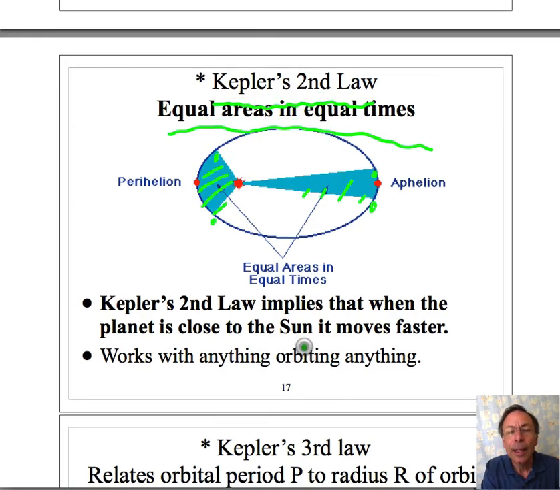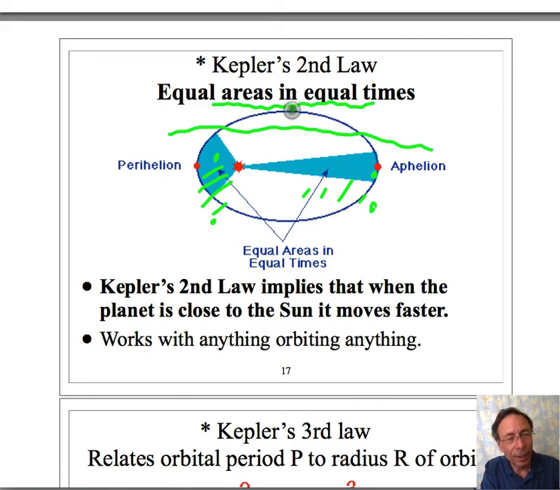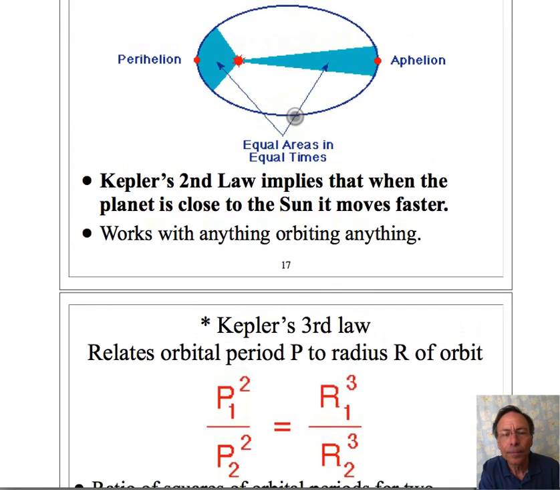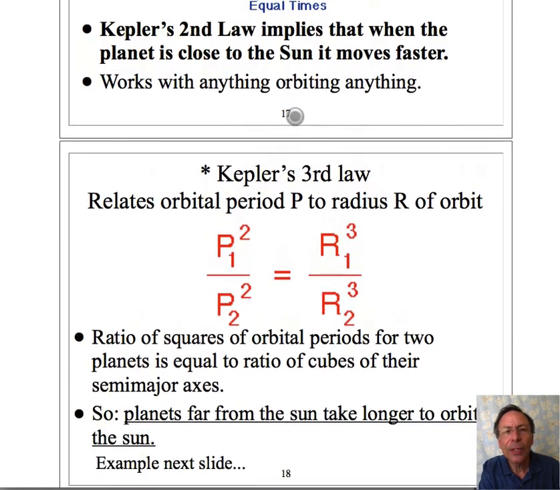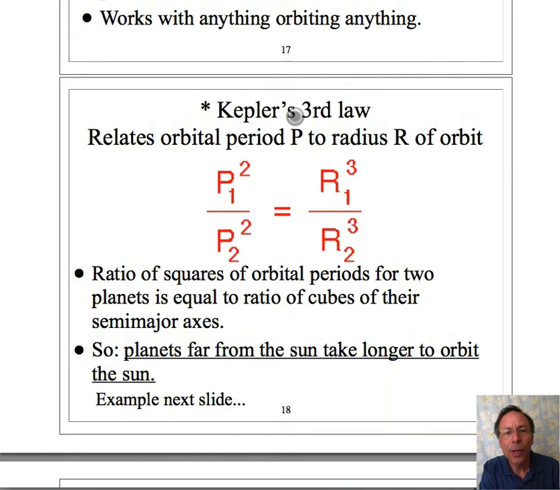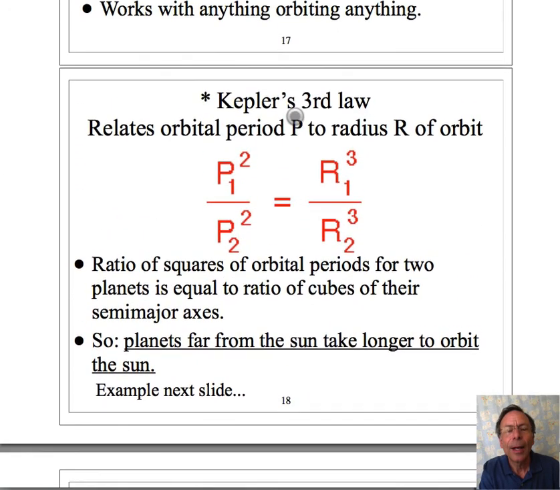Now, this law is really universal. When you have anything orbiting something else, this law works. So it applies to satellites going around the Earth, planets going around the sun, NASA space probes orbiting around Jupiter, and so on. And closely related to that is Kepler's Third Law.